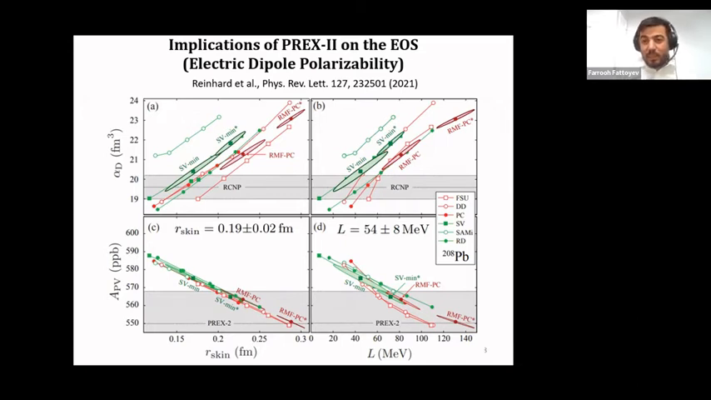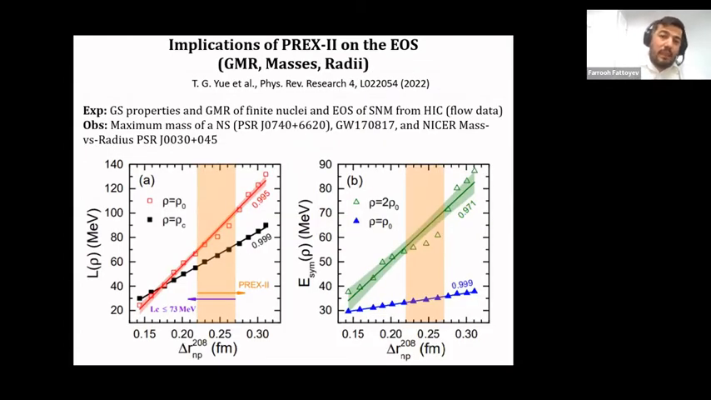So in some sense, it's good because we got the slope of the symmetry energy. In another sense, it tells that maybe our models are too rigid or too tight. Now, another analysis was done by Yu et al., almost at the same time. Besides the giant monopole resonances from experiment and heavy ion collision data, they also included observation of the maximum mass of a neutron star and NICER radius measurements, etc. And they found a similar but slightly looser constraint.